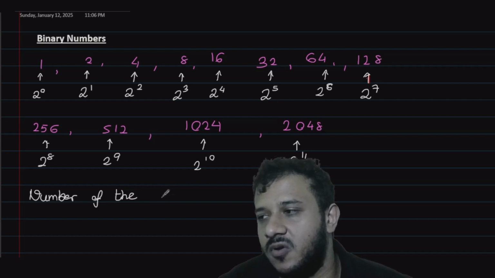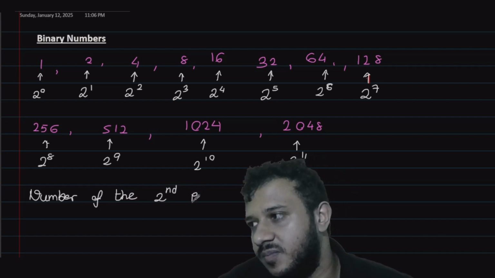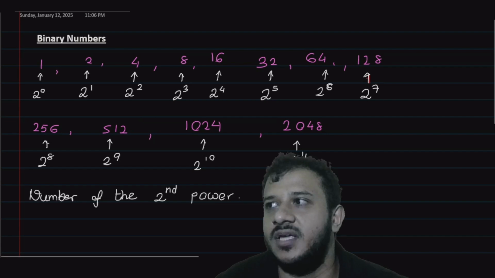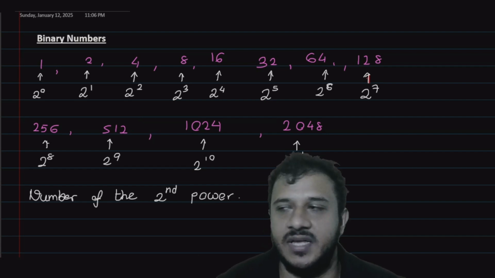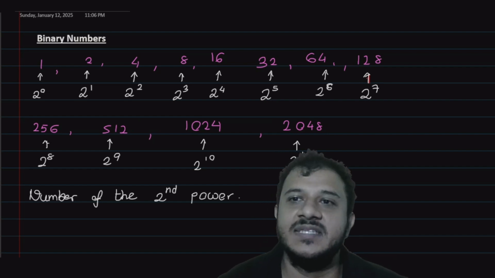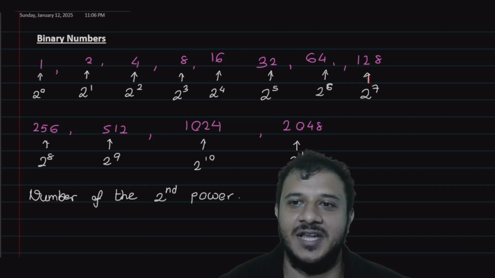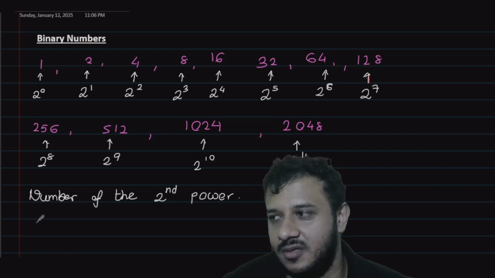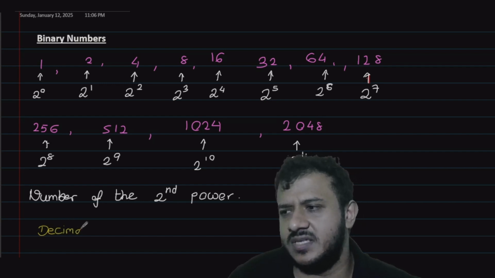We call them numbers of the second power, or powers of 2. In the binary number system, the number system we use in our day-to-day life is what we call decimal numbers. Why decimal? What does decimal mean?